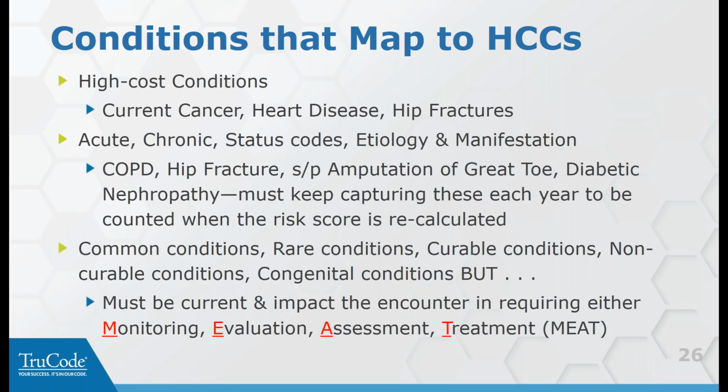The kinds of conditions that map to HCCs include high-cost conditions like cancer, heart disease, hip fractures. It does include both acute and chronic. It includes a lot of status codes, a lot of etiology and manifestation relationships, COPD, hip fracture, status post-amputation of a great toe, diabetic nephropathy. Again, all of these need to be documented to the highest level of specificity. They need to be recaptured each year in order for them to continue to play a role in the risk factor score for that particular patient.